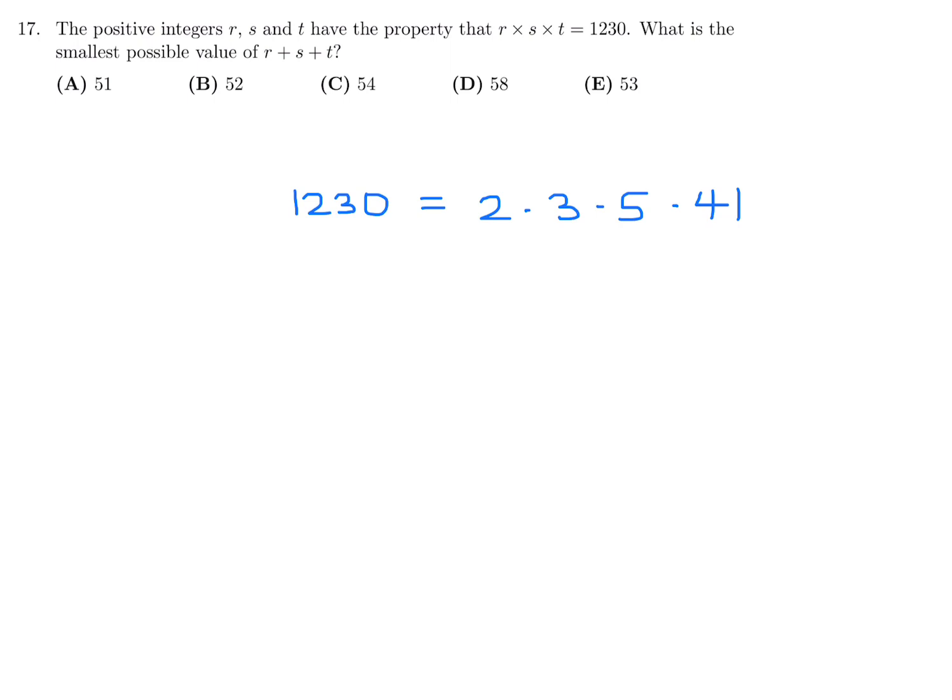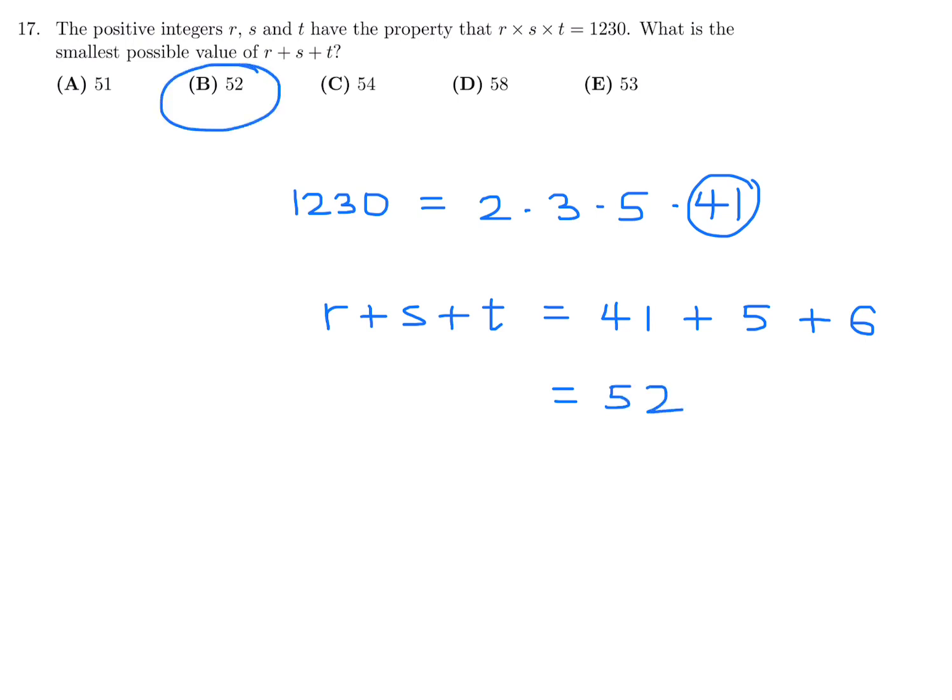Okay? Well, I'm going to choose 41 because I don't want to combine it with anything, because if I combine it, it would make the sum much bigger. So that's taken care of. And then from these guys, I'm going to have to make 2 numbers. And I think the smallest way to do that is 5, and then 2 times 3, which is 6. I'm confident this is the smallest way of making r plus s plus t. And that basically gives you a result of 52. So therefore, number 17, the answer is B.